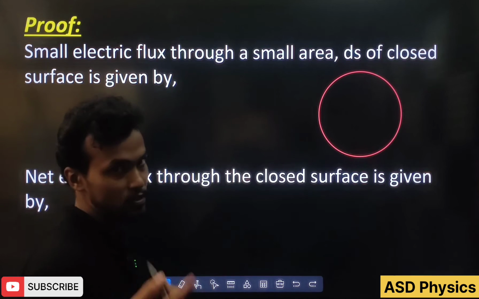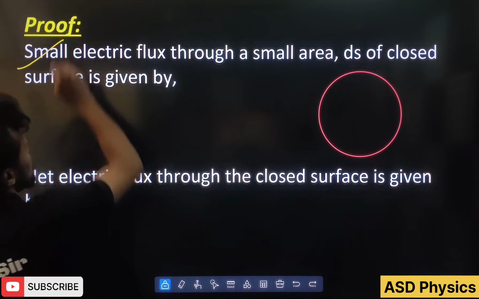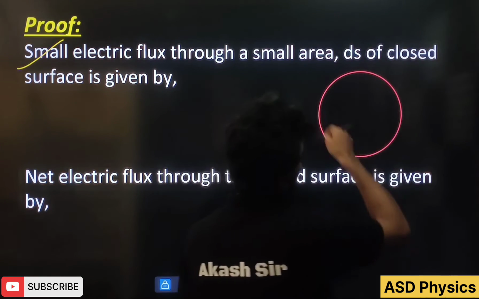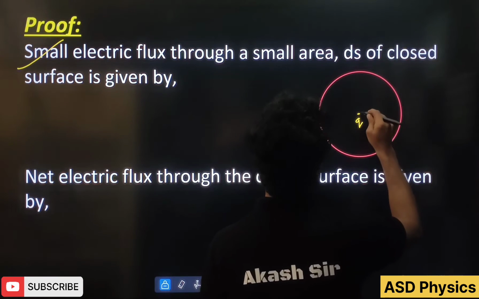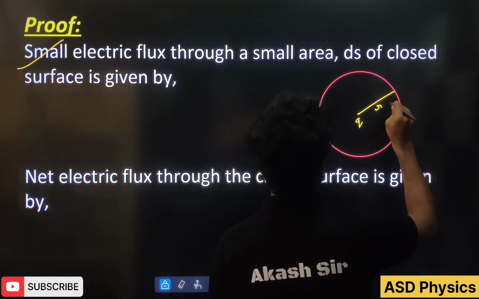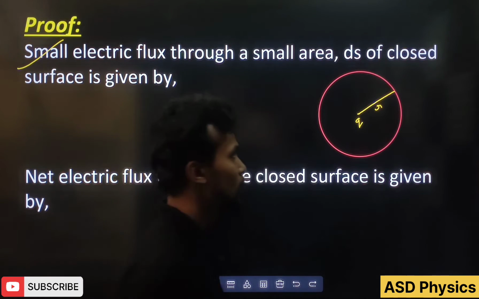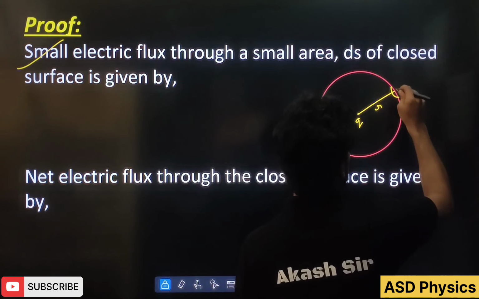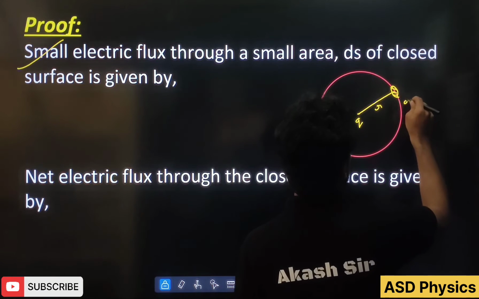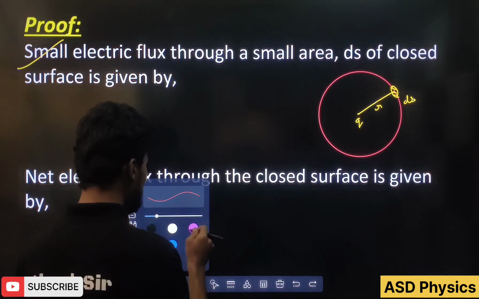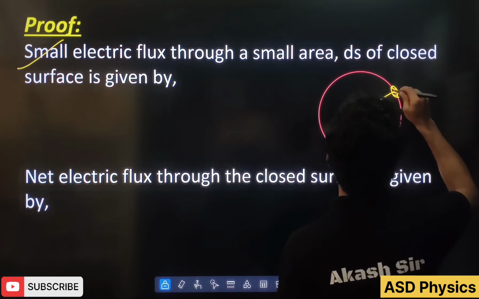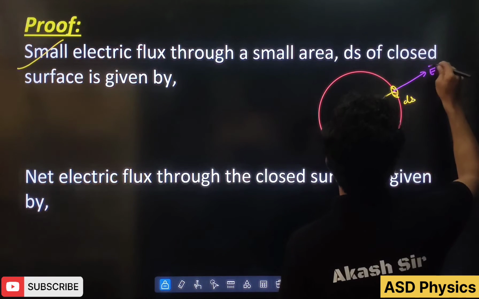Proof of how this Gauss law comes. So here I have taken one Gaussian surface, and one charge q is there at the center. Okay. And let's take this distance as small r. Now what I will do, I will take a very small area, ds. And you know very well, due to the point charge, the electric field will be in which direction? Outward. So this is the direction of the electric field.